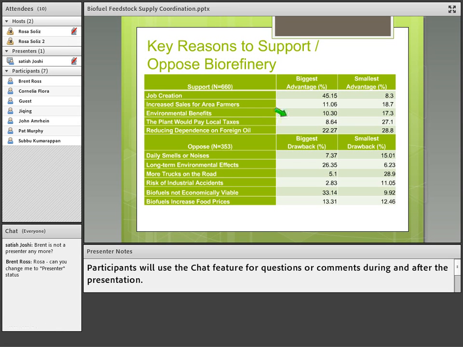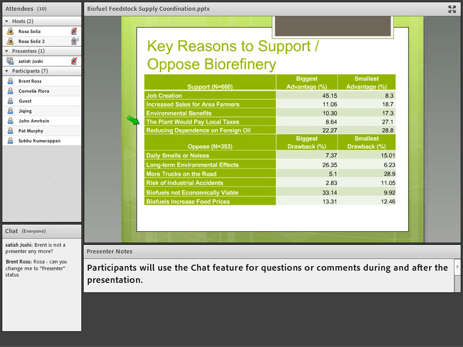You can see that for those who supported the biorefinery in their community, by far the biggest advantage was the job creation aspect of it, which makes a lot of sense if you think back to that map I just showed. Those are places where they're having trouble with jobs, and they want those jobs in there. But there was another set that just felt it was good because it would reduce dependence on foreign oil. That's a really interesting finding, that they're thinking about that and wanting to have the facility in their area for those reasons.